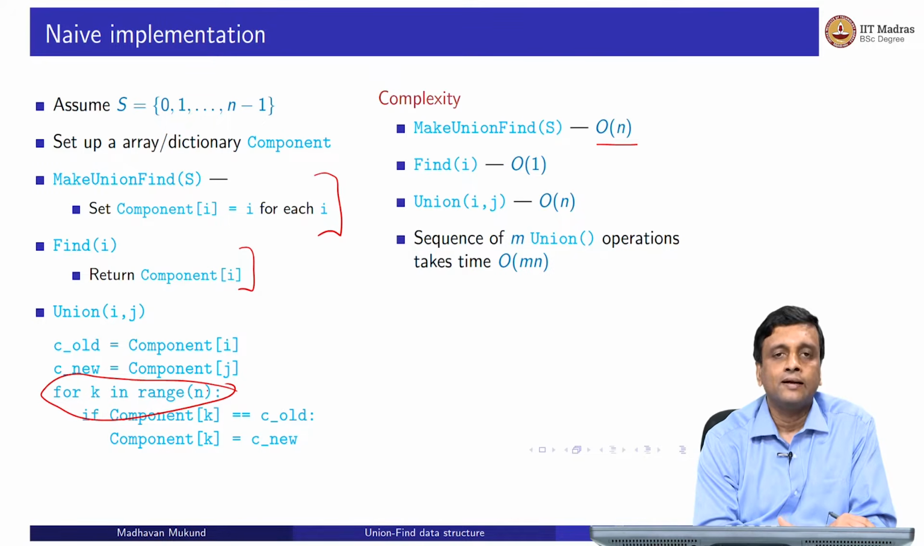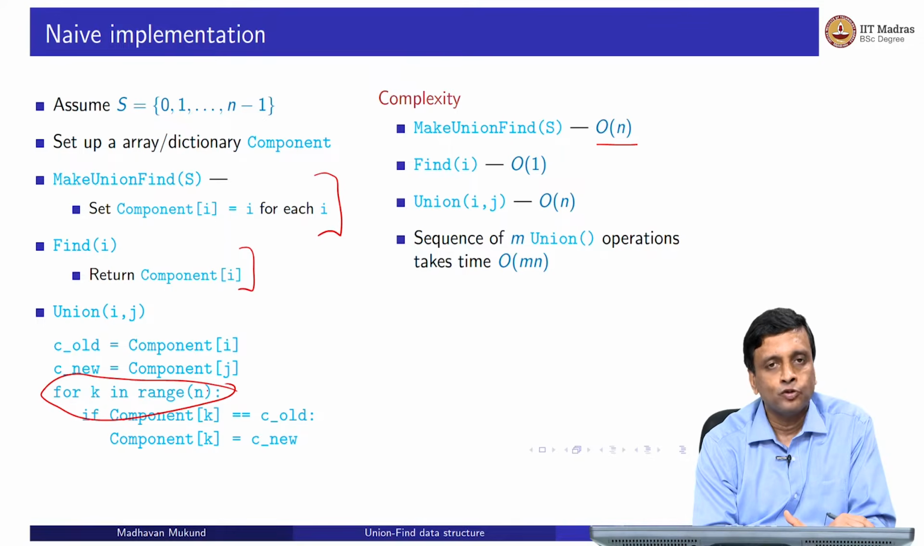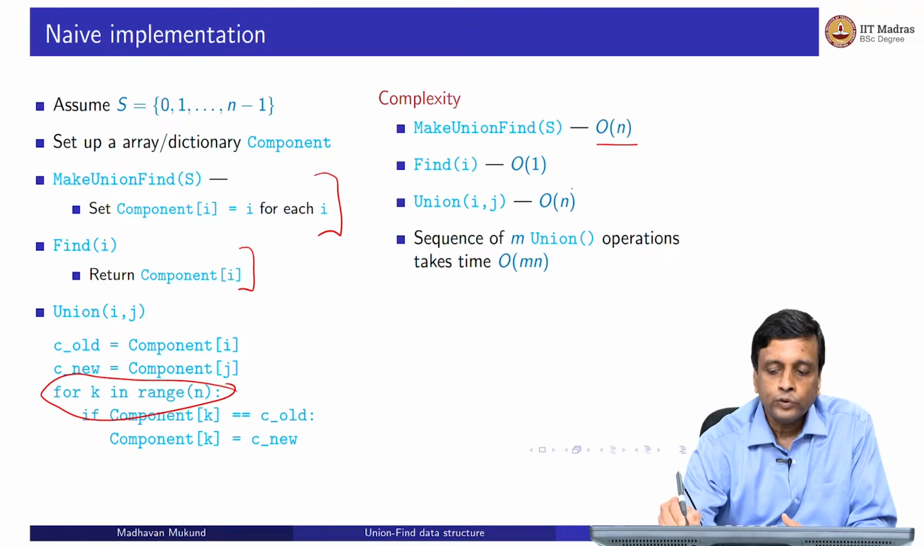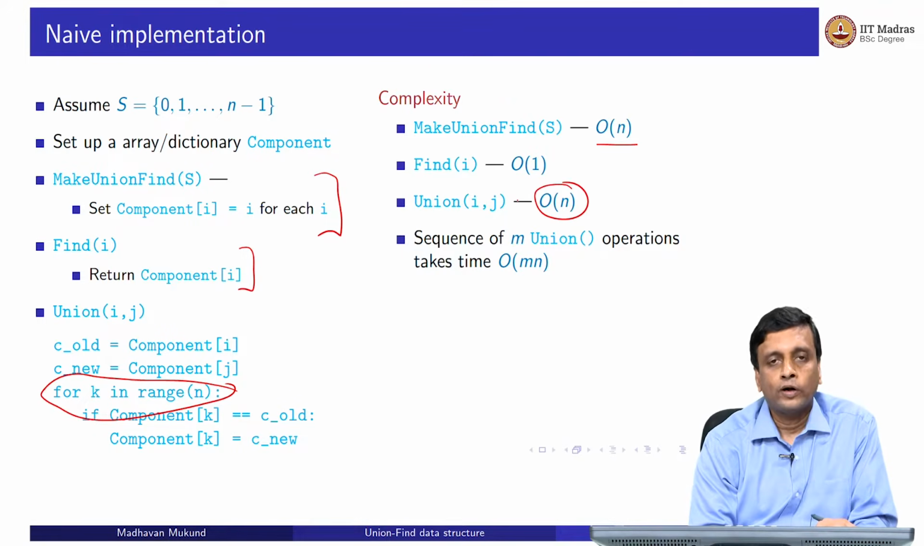This is much like in an adjacency matrix representation of a graph. In order to find the neighbors of a vertex, you have to scan all the columns. Whether this vertex has few neighbors or many neighbors, you have to scan all the columns to find the neighbors. In the same sense, you have no idea how many elements share a component with i. So you have to scan all of them, and wherever you find something which shares a component with i, you have to move it to j. So this means that one union operation takes order n time.